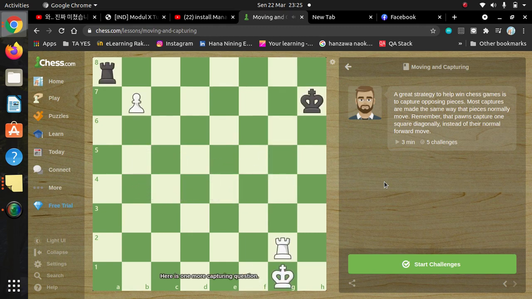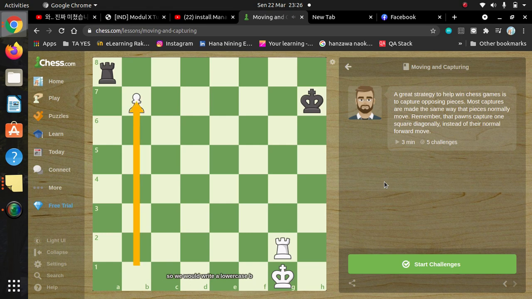Here is one more capturing question. How do we notate a pawn capturing a rook and promoting to a queen at the same time? Does it sound complicated? Don't worry, it's just one extra step. We start by notating the capture. Remember, we mark a pawn with the file that it is currently on. In this case, the pawn is on the B file.